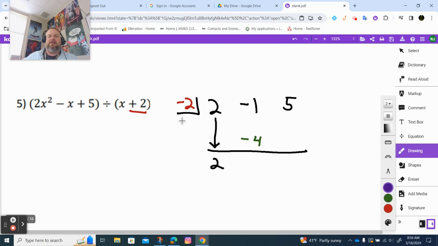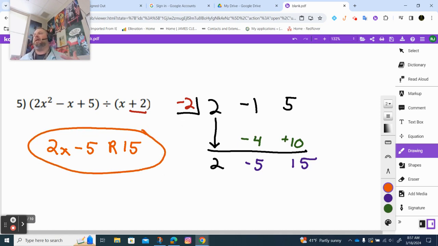Now -1 minus 4 is -5. -2 times -5 is +10, so this is 15. That's a weird looking one. All right, so we only have 2x minus 5, remainder of 15.